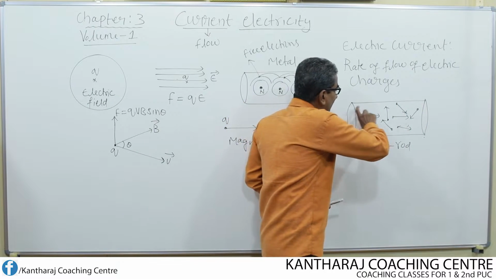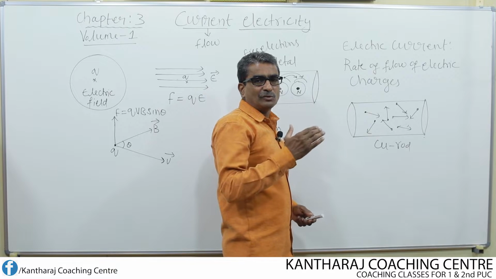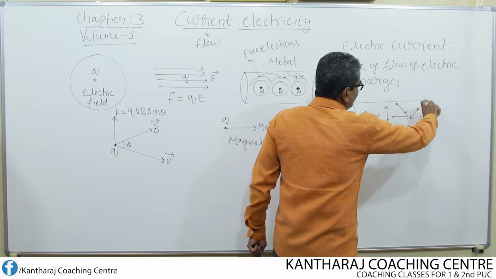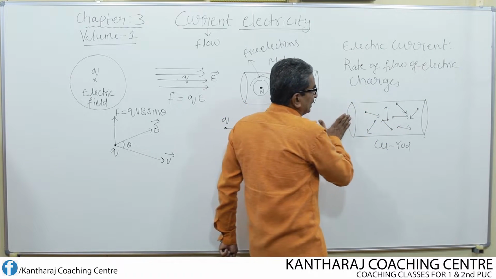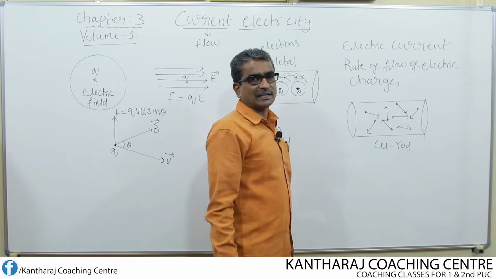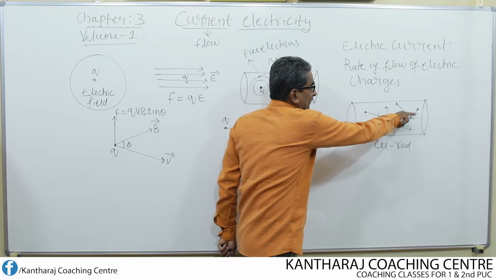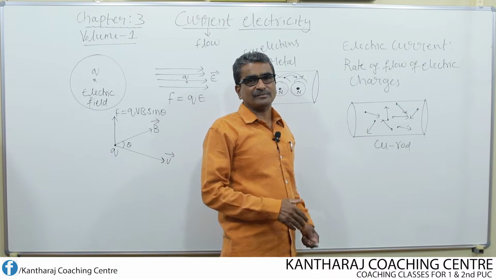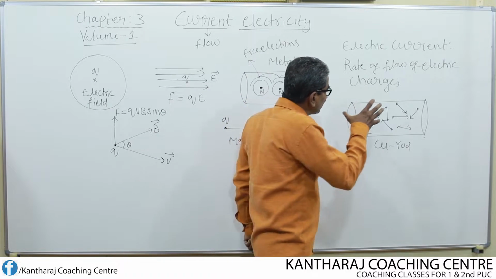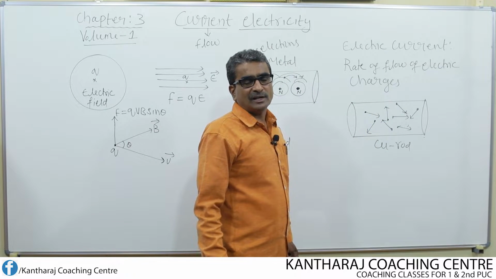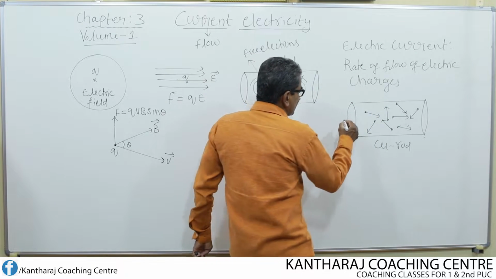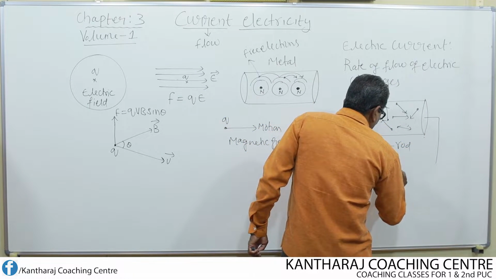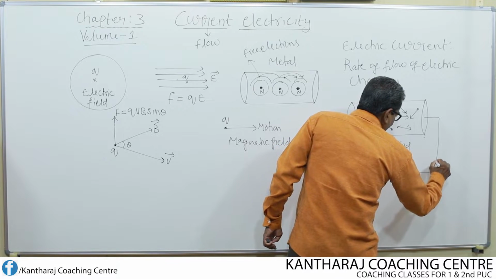We must make these electrons move in a regular order. That means we must make these electrons move in a streamline from one end of the conductor to the other end of the conductor. Then only is current said to be produced inside the conductor. For that, we apply an electric field to this conductor. How do you apply the electric field? Just by connecting the two ends of the metallic rod either to a battery or to a cell.